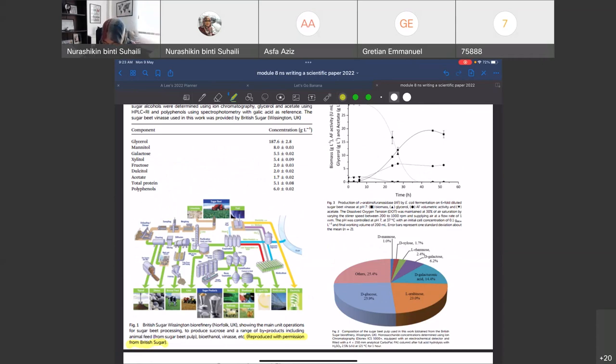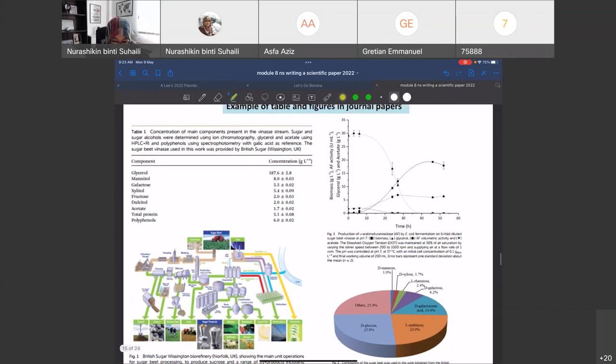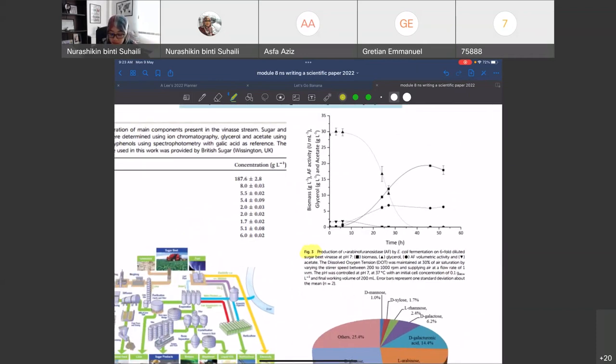For this graph, the author produced it themselves, meaning they plotted the graph by themselves. So they don't have to mention getting permission, because anything that comes from you yourself, like the graph you plotted from your own results, belongs to you. You don't have to say it's from somewhere else. It's understood that it's from you. So you can see there is no information saying it's reproduced or adapted from whatever.